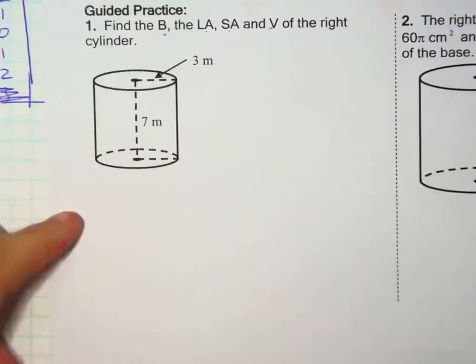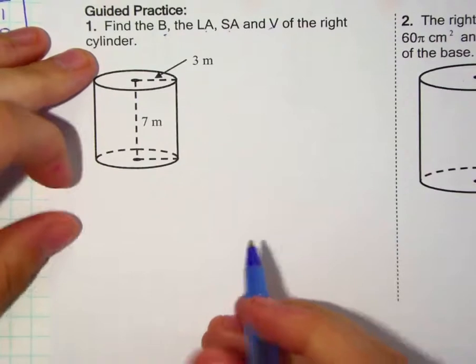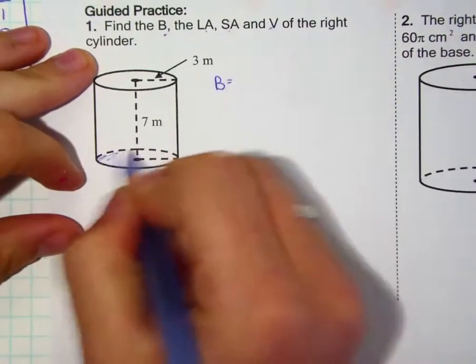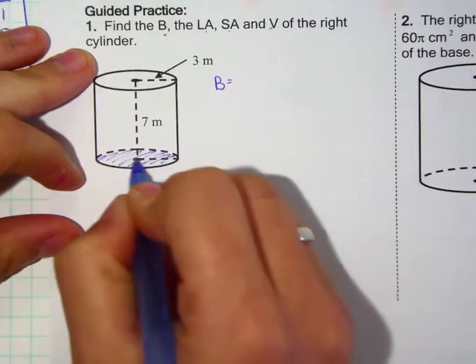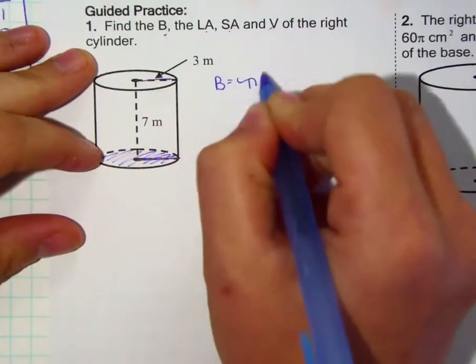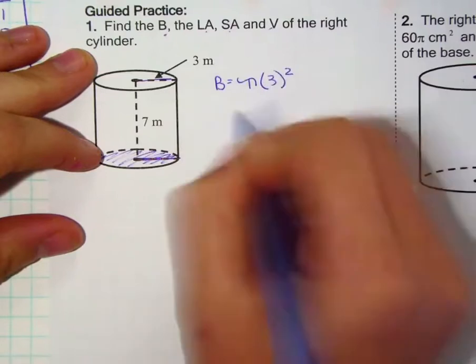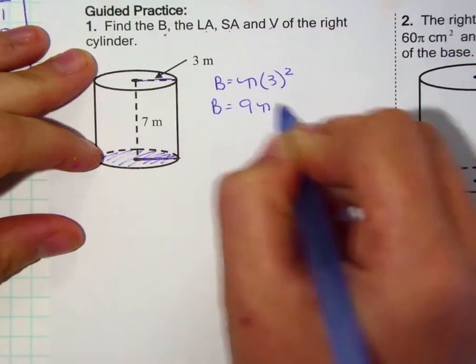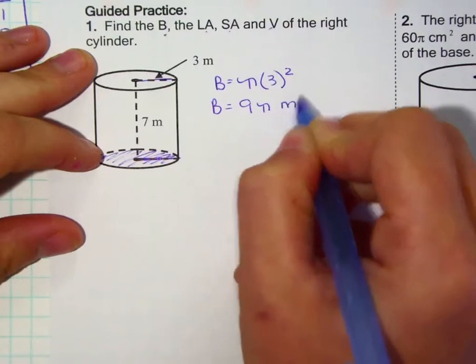Let's do this practice problem together. Let's start with the base area. So we're going to find the base area. Okay, the base is a circle with a radius of 3. So pi times the radius, which is 3 squared. So that's 9 pi meters squared.